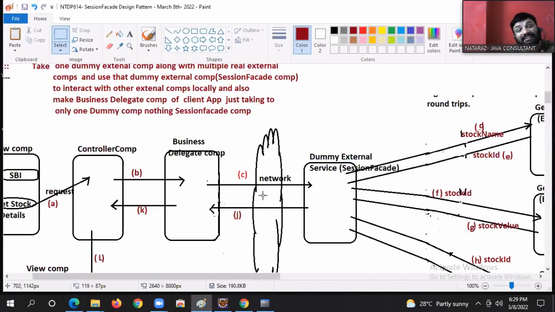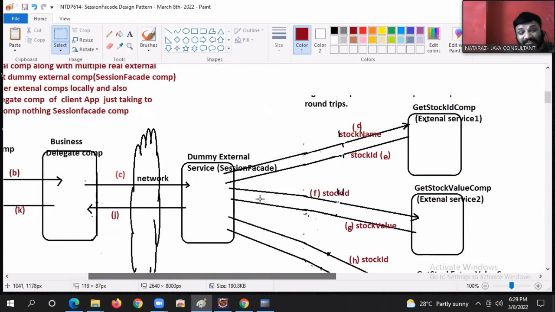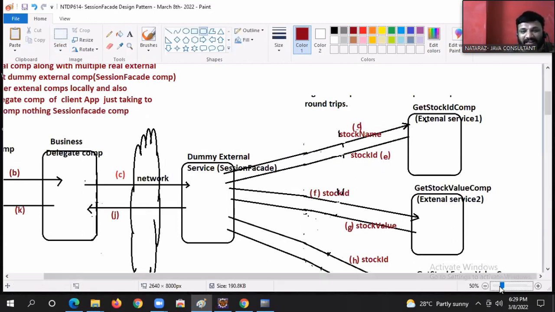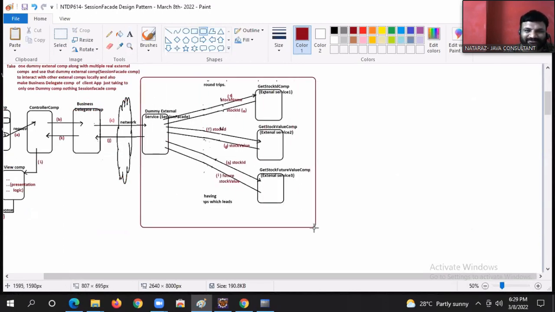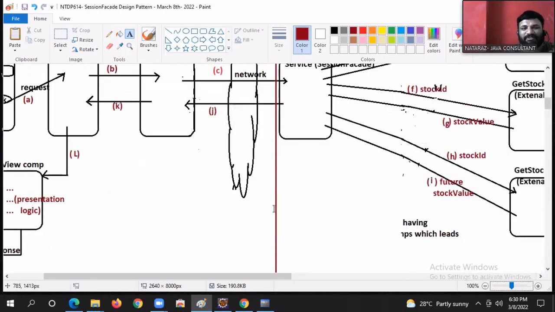A business delegate is not having 3 round trips. This to this communication is local communication. Use your brain. Assume that all 3 are related components. Then why is it not improving the performance? This to this one network communication, this to this local communications. Instead of 3 network communications, now we have to deal with only 1 network communication. It is common sense. After seeing the diagram also, if you say how it is not improving the network, what can I say?